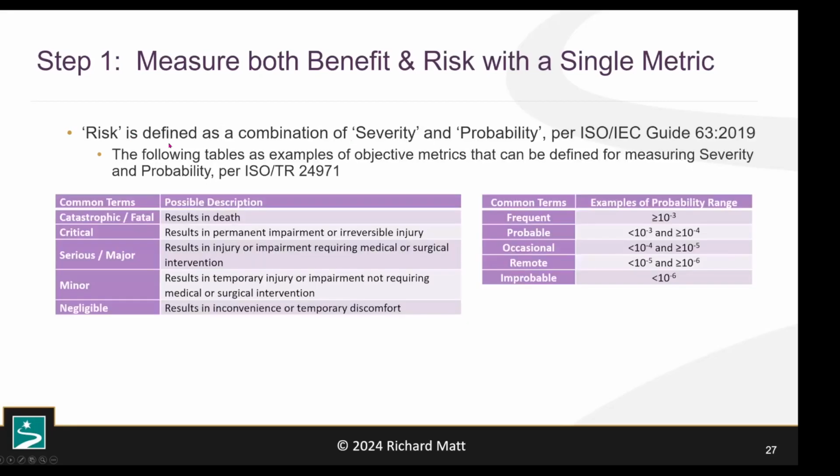So risk for ISO IEC guide 63 is defined as a combination of severity and probability. They don't say how they're combined, but it's both of those 2 factors considered together. The following tables are examples of metrics from 24971. This is the severity table that I showed you before, and this is a probability table. So we are following the definition of risk as a combination of severity and probability. And we're going to use these 2 tables for probability and severity measurements of a risk.